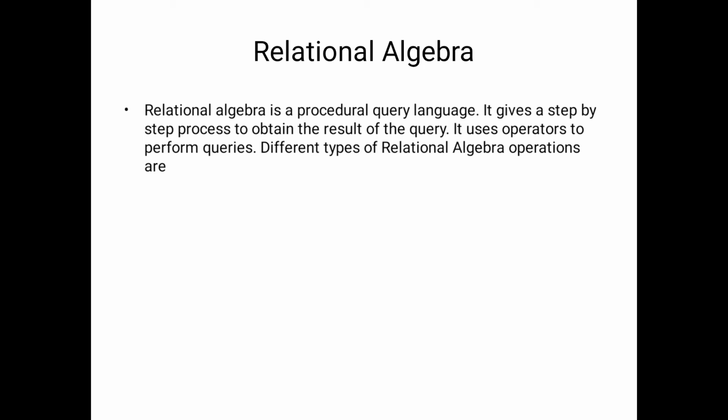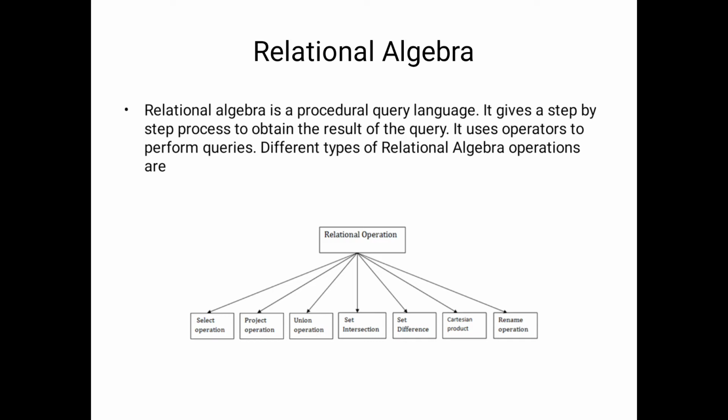Now we will move to relational algebra. This is a step-by-step process to obtain the result. Already we know how to write queries for retrieving information from the tables. Here we just apply some relational algebra operations on the relational data model. Okay, coming to the different types of operations.